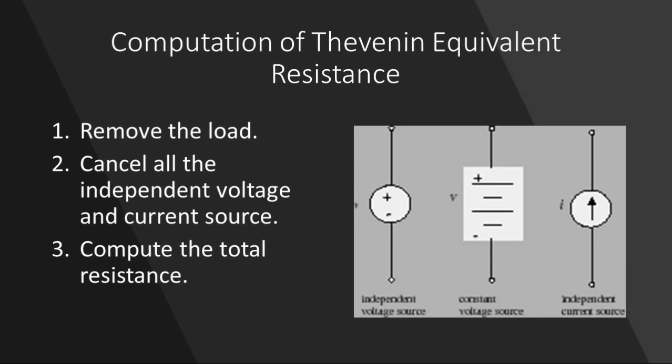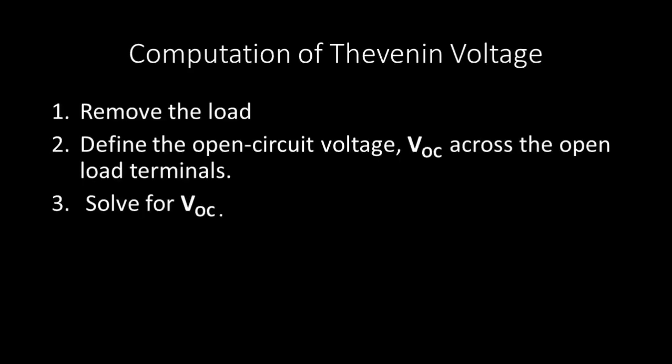In this theorem, we need to compute the equivalent resistance and the equivalent voltage. To compute the equivalent resistance, first of all, we need to remove the load. Cancel all the independent voltage and current sources and compute the total resistance. To compute the Thevenin voltage, we need to remove the load. Then, define the open circuit voltage VOC across the open load terminals, and then solve for VOC.